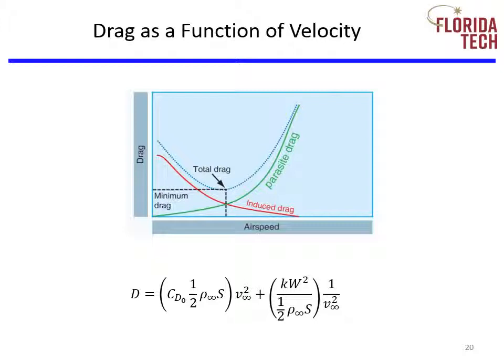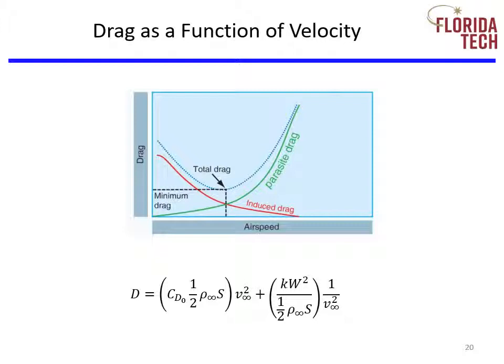Recall that the total drag is composed of parasite drag and induced drag. A look at the drag equation is useful in understanding the shape of the drag or the thrust required curve. The first term is the parasite drag. The second term is the induced drag. And there's a few key points about the thrust required curve. First, parasite drag dominates at high velocities. Second, induced drag dominates at low velocities.